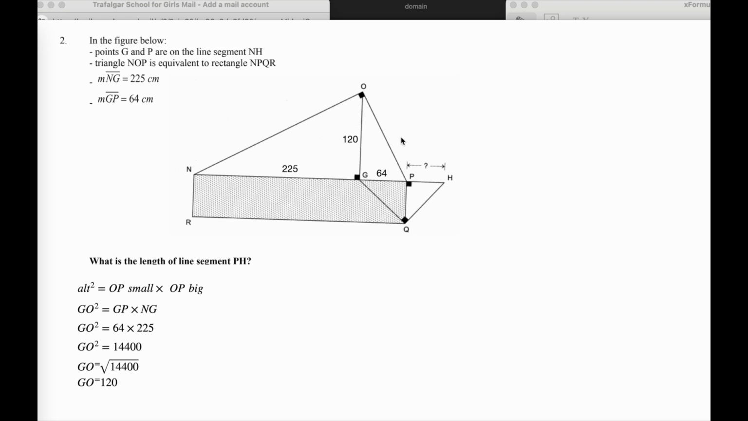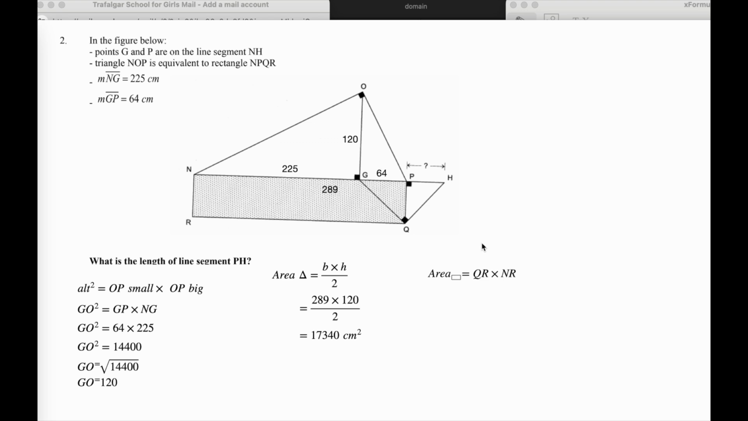We can figure out the area of this triangle. The area of the triangle is base times height divided by 2. 225 plus 64 is 289, times the height, 120, divided by 2 gives us an area of 17,340 centimeters squared, which is the area of this rectangle because they're equivalent.